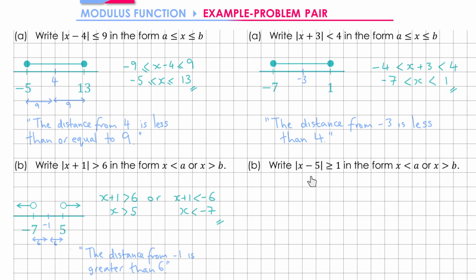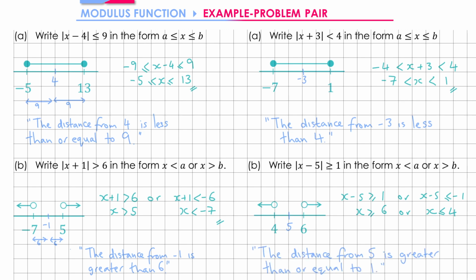In part B, we have mod of x minus 5 is bigger than or equal to 1. This tells us that either x minus 5 must be bigger than or equal to 1, or x minus 5 must be less than or equal to negative 1. Adding 5 to both sides gives us x is bigger than or equal to 6, or x is less than or equal to 4. If we draw that on a number line, we get this. The midpoint of the interval is at 5. And so the sentence we can use to describe this inequality is as follows. The distance from 5 is greater than or equal to 1.